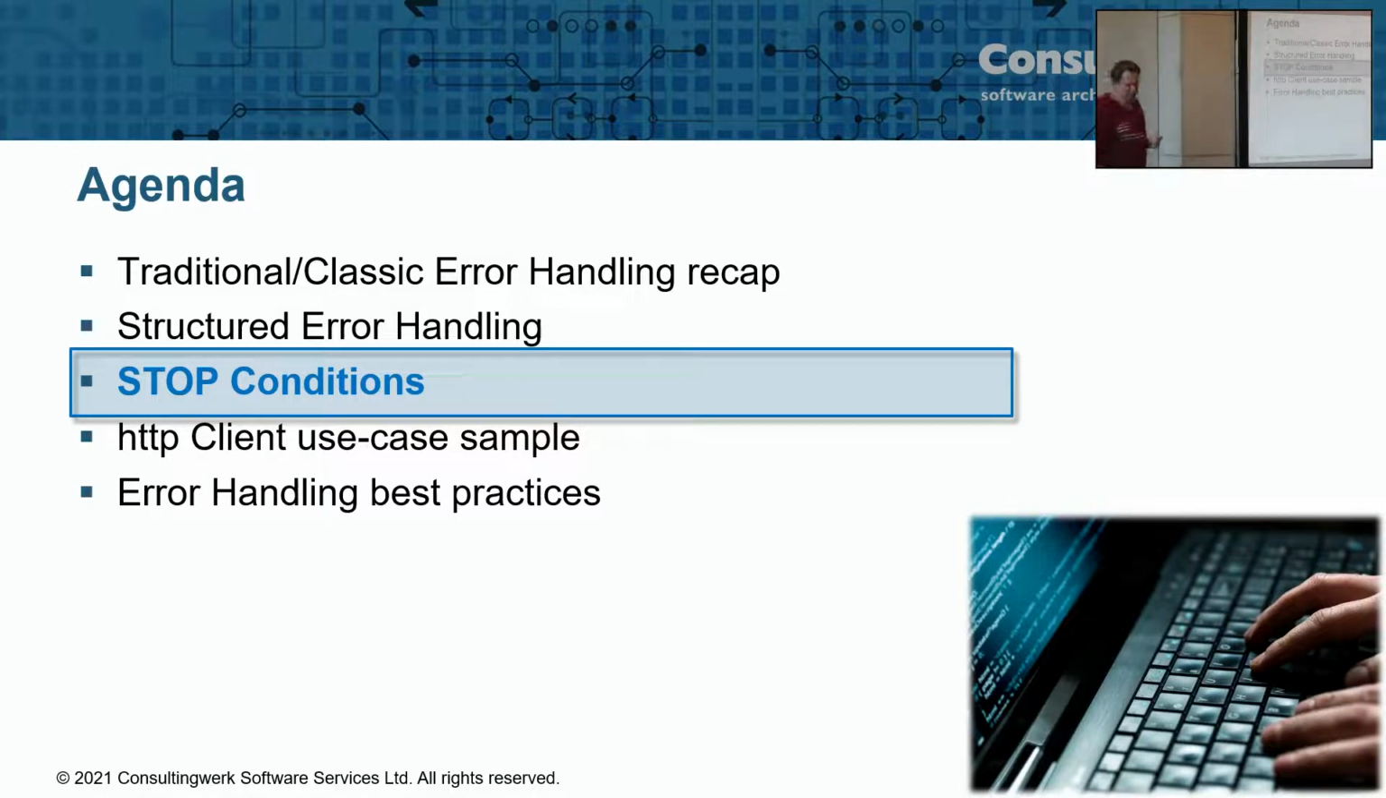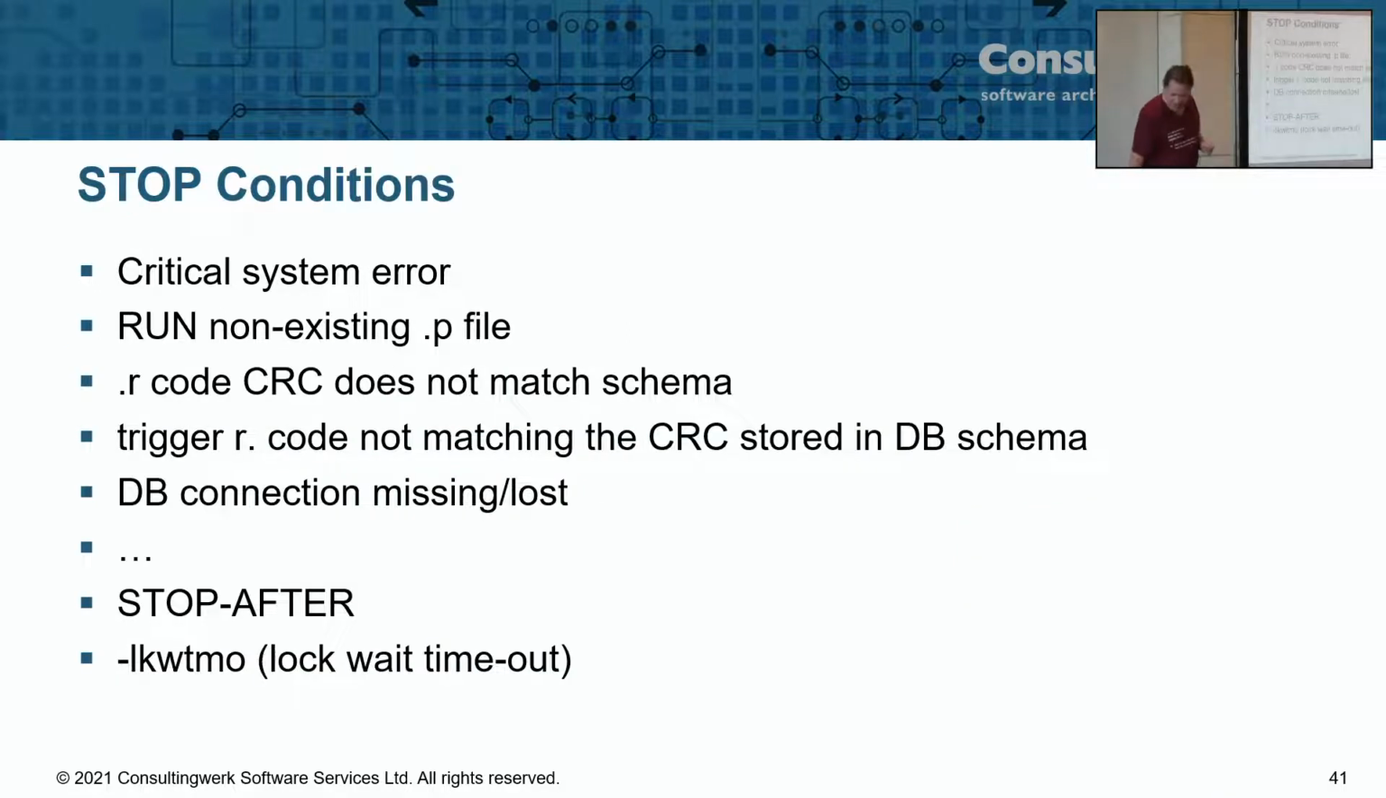Stop conditions. Stop conditions are a bit more nasty. Stop conditions are more critical system errors. So executing a non-existing .p file, the R-code CRC of a trigger does not match the schema, or the schema CRC in an R-code does not match the current schema anymore. You're trying to execute an R-code that requires a database. Any of these things are more setup related than real runtime errors.